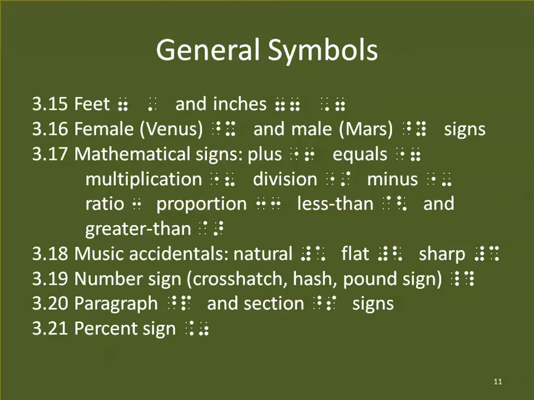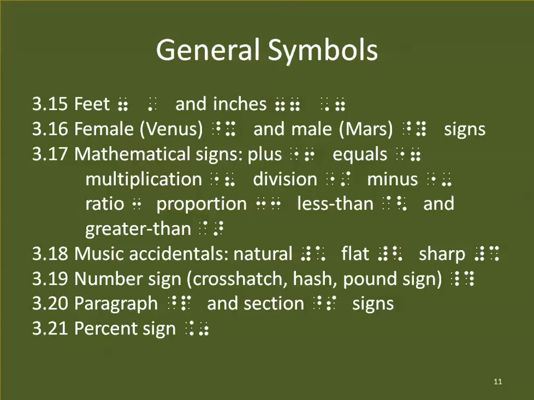Then we have feet and inches. You'll notice those are the same symbols for minutes and seconds because they're the same in print, so they are the same in Braille. Believe it or not, we actually have symbols for the female and male signs. Sometimes they're called Venus and Mars.